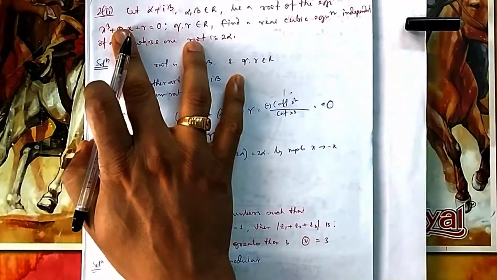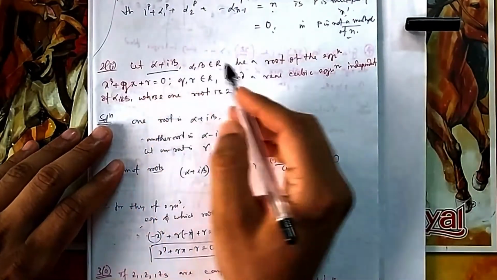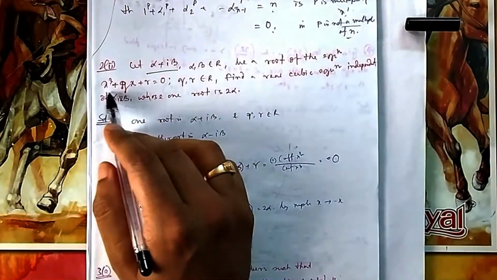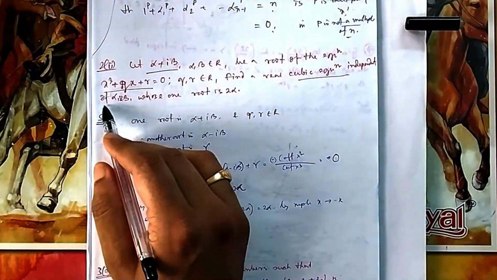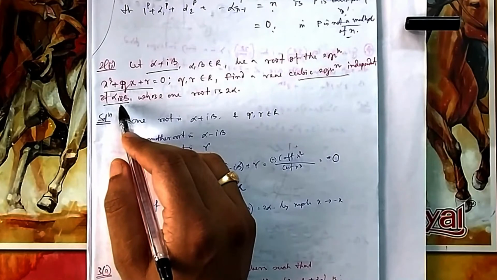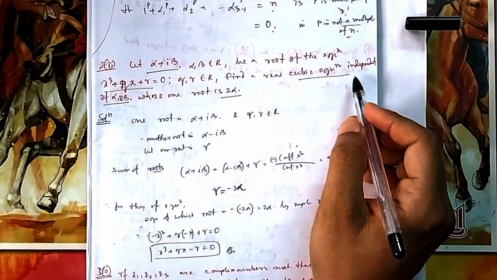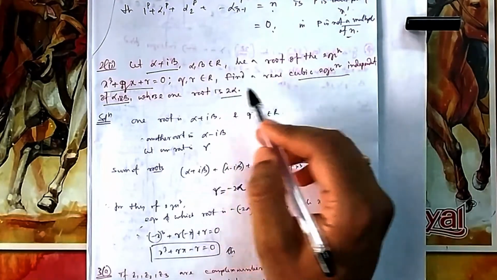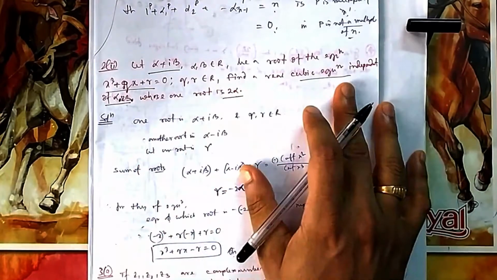Now if you come to second part of 2, if alpha is equal to alpha plus i beta, alpha beta real, beta root of the equation this. Find the real cubic equation which is independent of alpha, beta, whose roots are 2 alpha. Independence of alpha beta whose one root is 2 alpha. Independence of alpha and beta only. So there should not be any alpha beta.